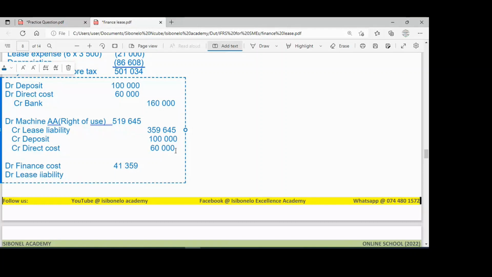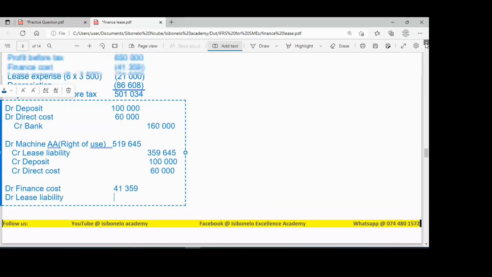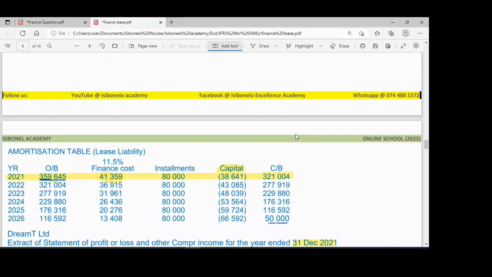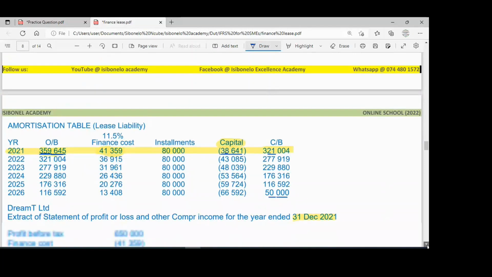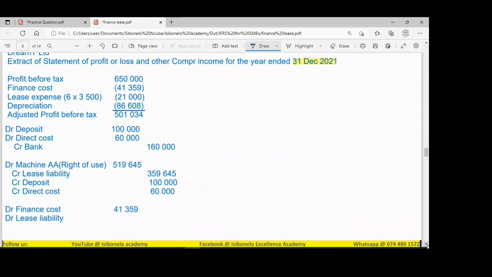So lease liability, the capital portion there, how much is it this year, 2021? It is 38,641. Remember we found the opening balance minus that, so the capital portion reduced the liability. So 38,641.